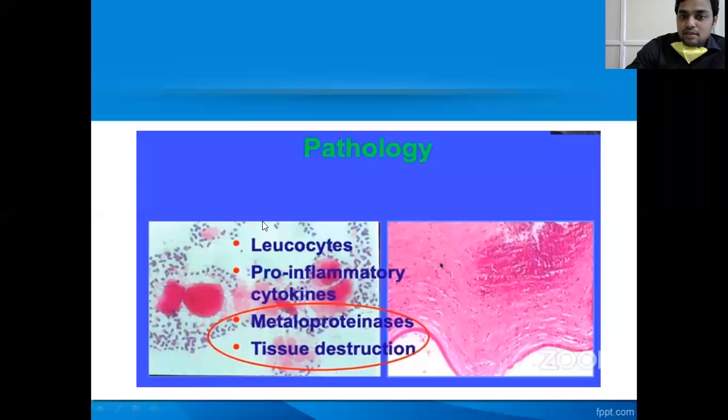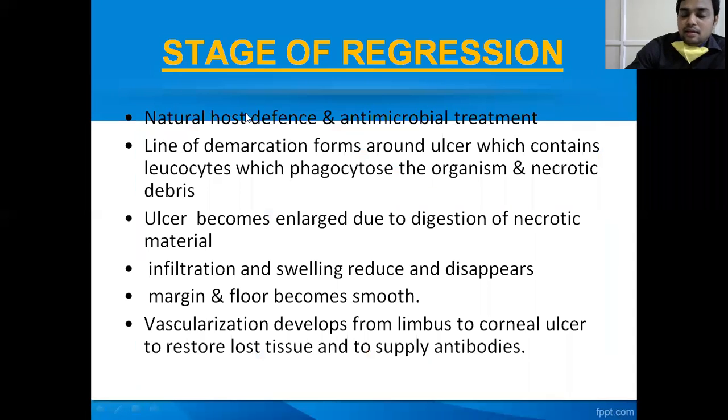So next stage is the stage of regression. Here, because of the natural host defense mechanism and because of the antimicrobial treatment we start, a line of demarcation forms around the ulcer, which consists of leukocytes, phagocytes, the organism, that pathogen, and the necrotic debris.